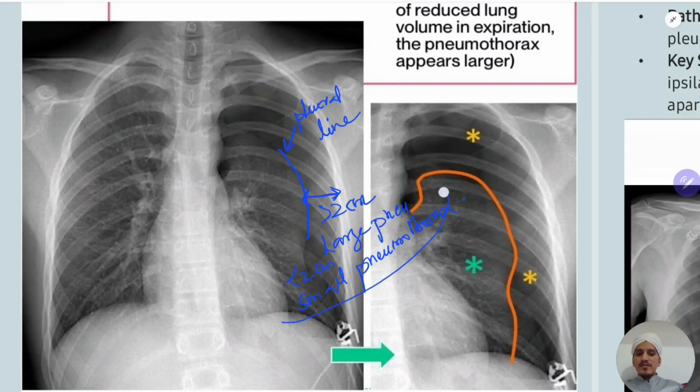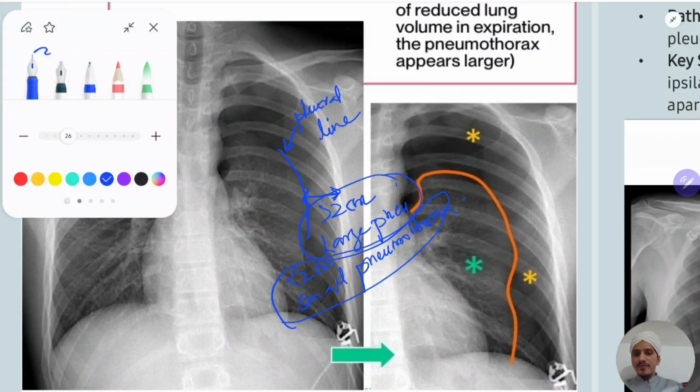A small pneumothorax will resolve on its own. A large pneumothorax will also resolve, but you need to give oxygen therapy, and if any infection is there, then you need to give antibiotics also.